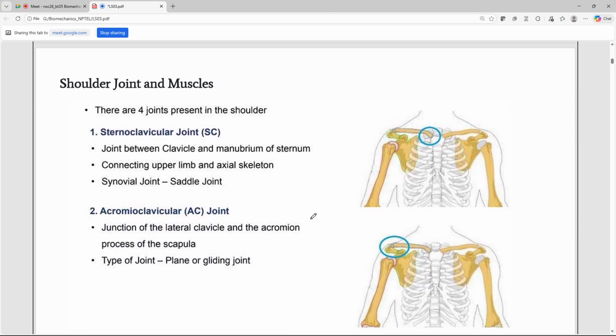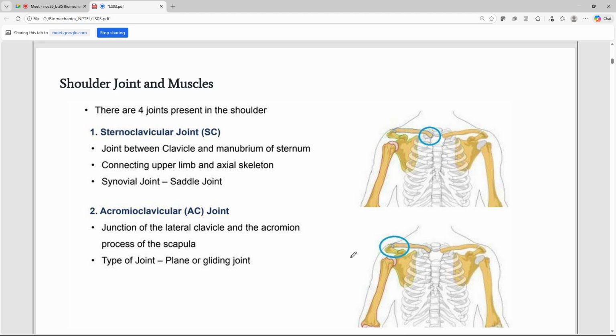So these are the main joints and muscles in the upper limb. Where the clavicle and sternum meet is called the sternoclavicular joint. This connects the upper limb with the axial skeleton, and the type of synovial joint is a saddle joint.